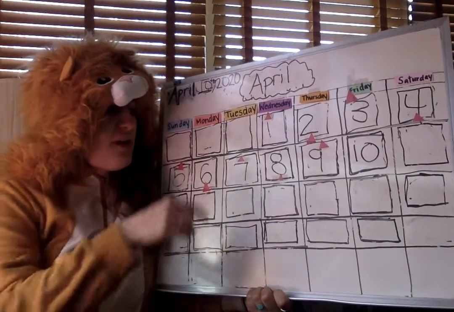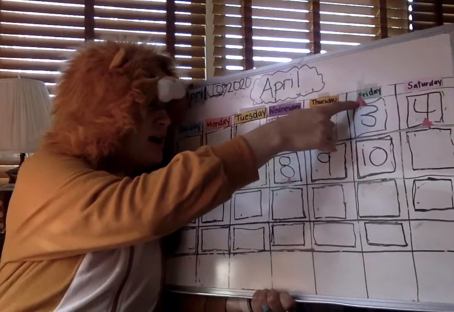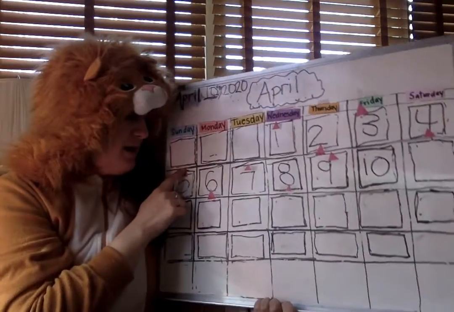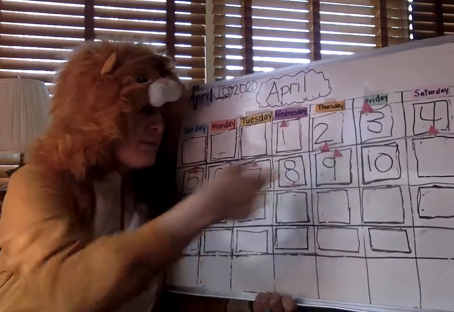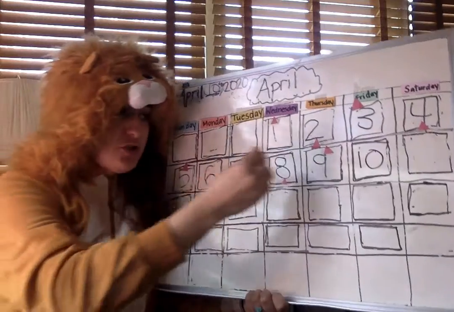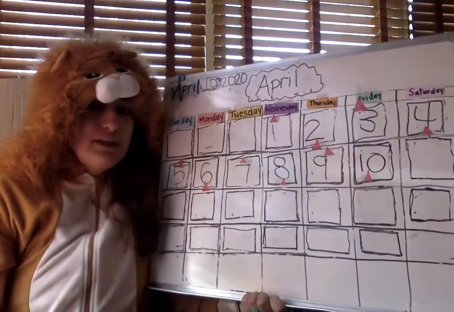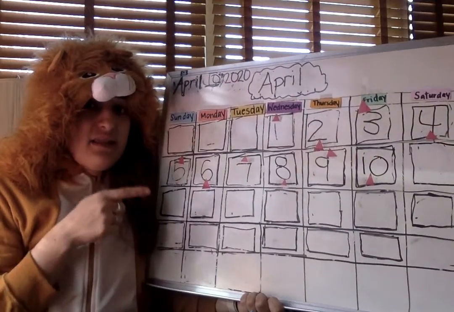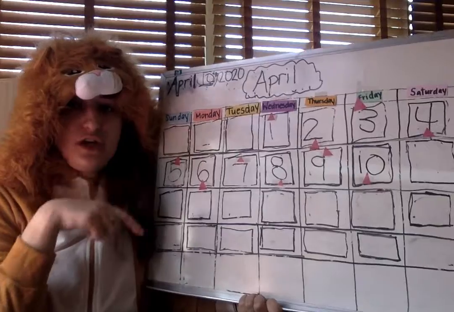Can somebody tell me if it went above, below, above, below, above, below, above, below, above, where my triangle should go now? You are absolutely correct. My triangle should go below my number 10. So I'm going to put my triangle below my number 10. And I'm going to think, what's going to happen next in my calendar if my pattern continues?